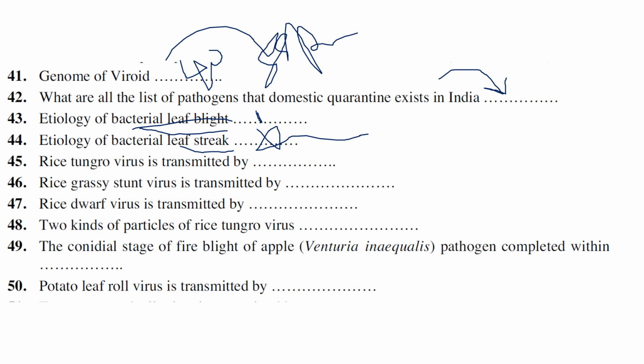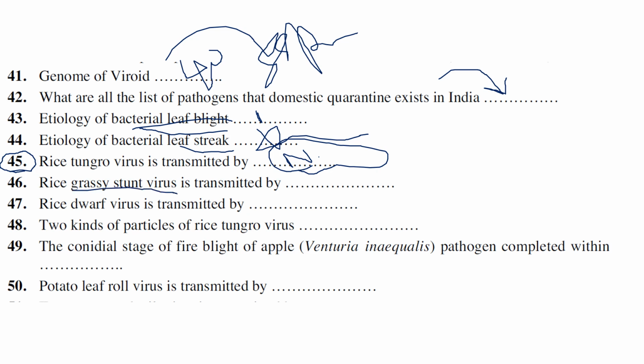The next one is, rice tungro virus is transmitted by. Rice tungro virus is transmitted generally by the green leafhopper. Various species of green leafhoppers are responsible for the transmission, but generally we consider one species called Nephotettix virescens or Nephotettix nigropictus. These two species are generally considered. Among them, Nephotettix virescens is most widely considered and reported. So rice tungro virus is transmitted by the leafhopper Nephotettix virescens.